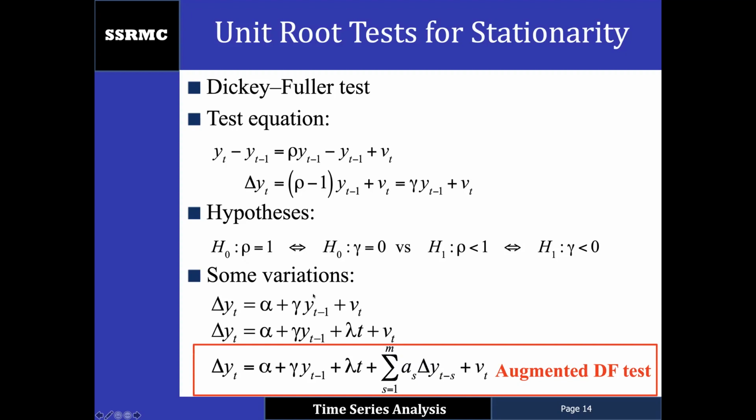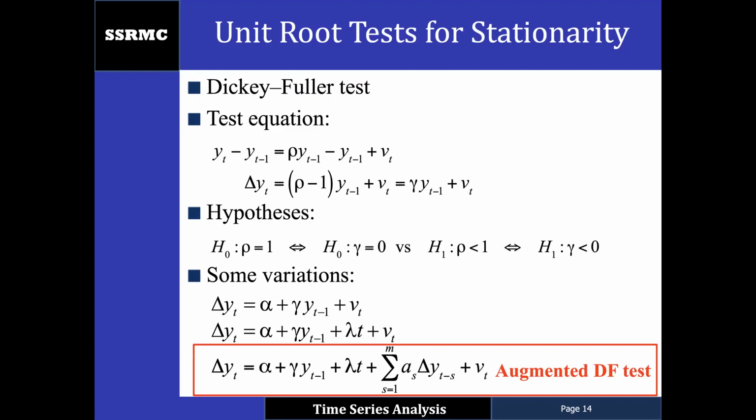We also have some variations in terms of the test equation. For example, here we don't have an intercept term, but we can add an intercept term into the regression model, and we can also include a trend in it. On top of that, we can also include the lagged terms of the dependent variable in this equation. All of those variations serve one purpose. That is to make sure the coefficient estimate of yt minus 1, or the estimated value of gamma, is reliable.